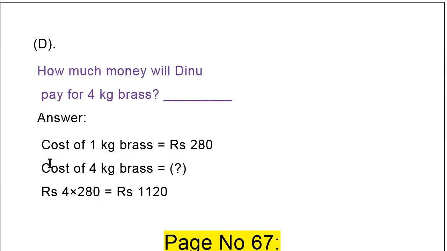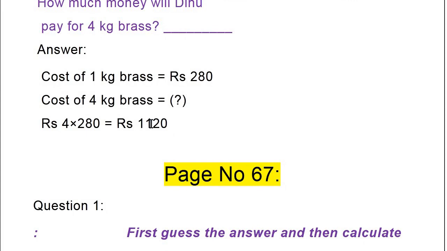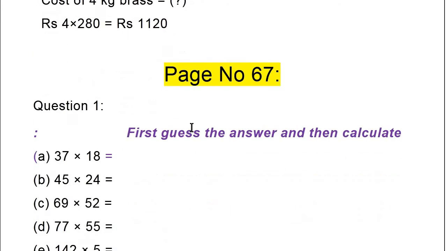Now D. How much money will Dinu pay for 4 kg brass? Cost of 1 kg brass is equal to 280 rupees. So the cost of 4 kg brass is equal to how much? 280 multiplied by 4, then we get 1120 rupees. So Dinu will pay 1120 rupees.